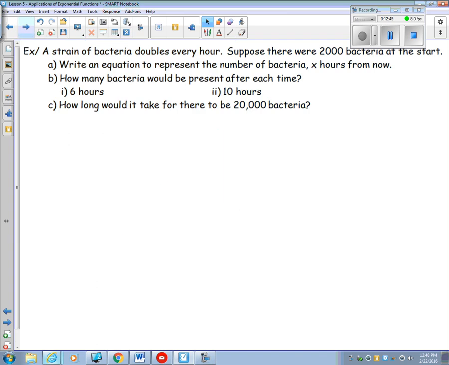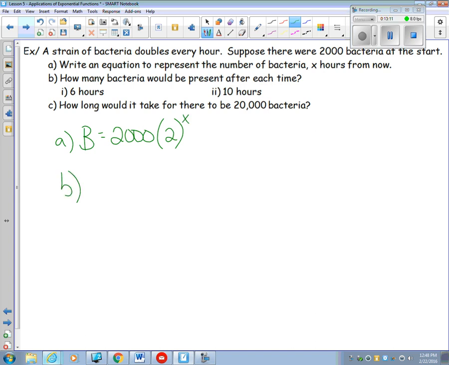A strain of bacteria doubles every hour. Suppose there were 2,000 bacteria to start. Write an equation to represent this. Okay, so I'm going to use B for bacteria. I'm starting at 2,000. It's doubling, so I can just put the number 2 in there. I don't have to worry about this percentage idea to the power of x. Done.